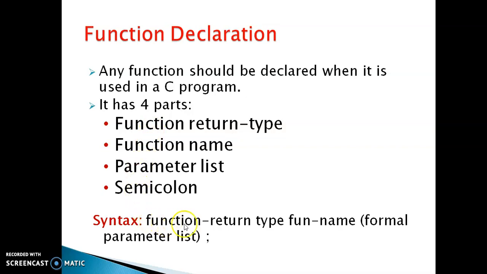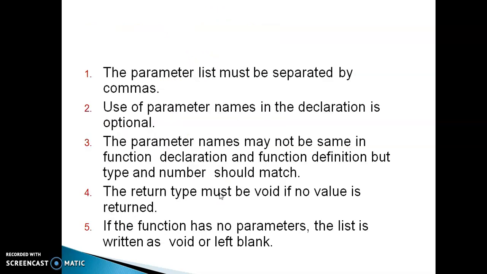So the function return type, then the function name, followed by the parameter list and then a semicolon. A function declaration will always end with a semicolon. Just as a variable declaration ends with a semicolon, in the same way a function declaration also ends with a semicolon. These are the few points we have to remember about function declaration.